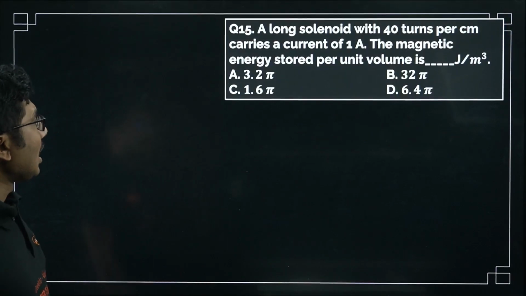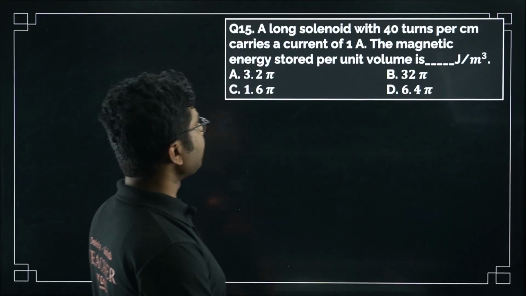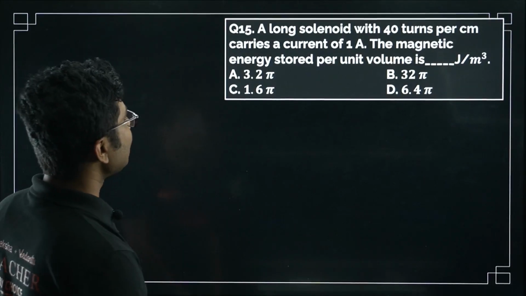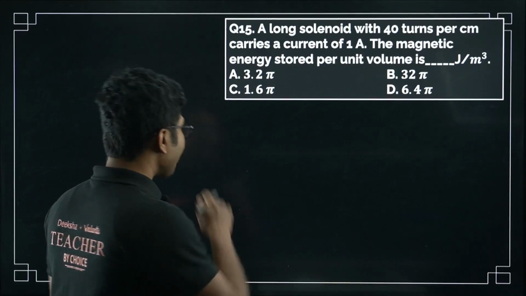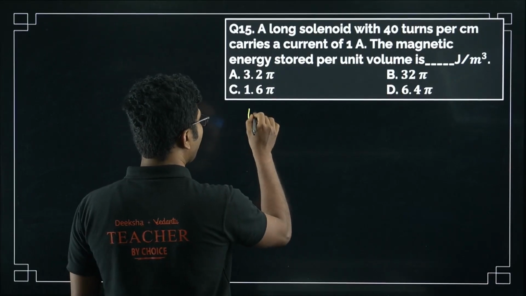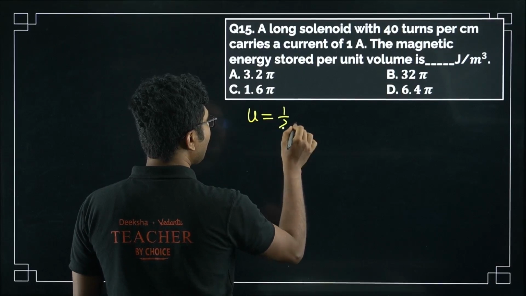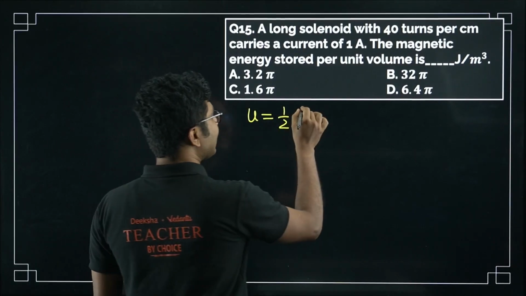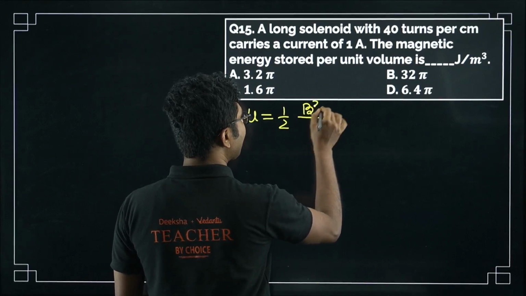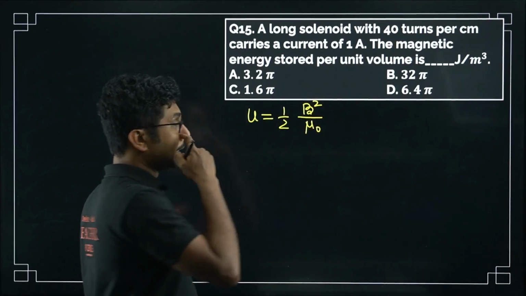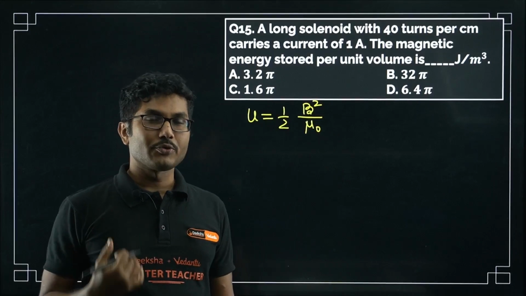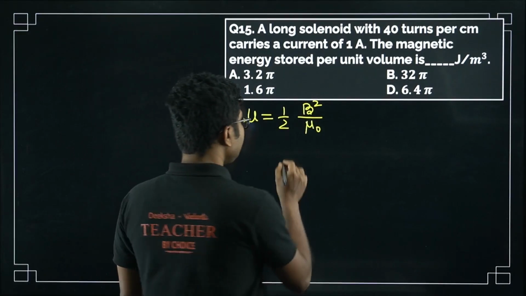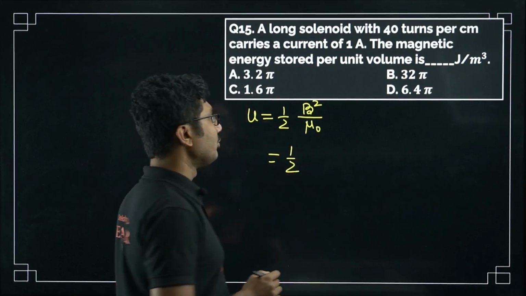Next question. A long solenoid with 40 turns per centimeter carries a current of 1 ampere. The magnetic energy stored per unit volume is given by half, we do not know the mutual inductance, so there is a formula which says that it is basically B square by mu naught. You have to remember this formula. This is a very important formula. So magnetic energy per unit volume is B square by mu naught.